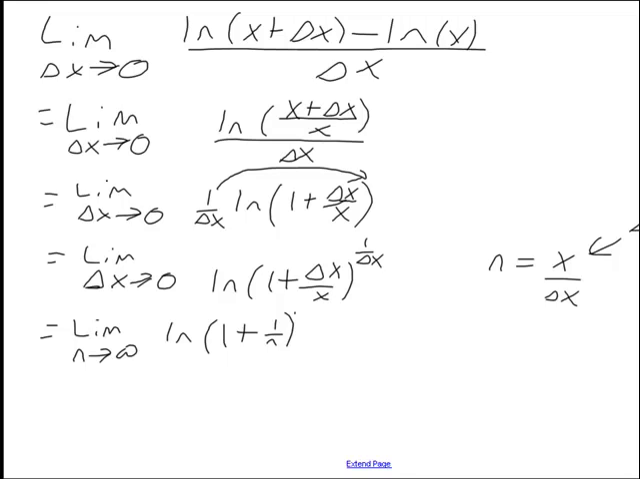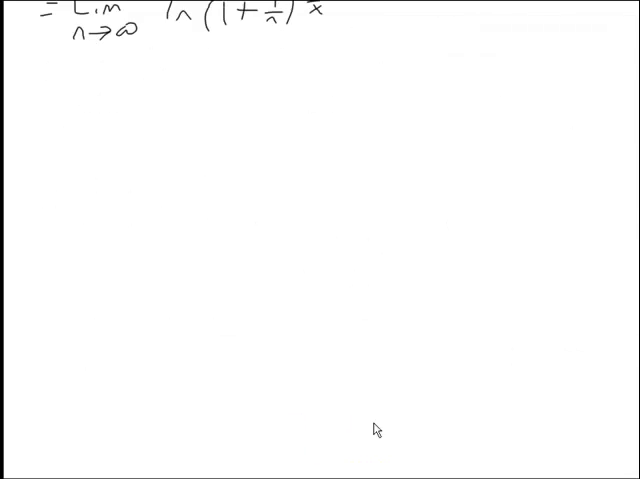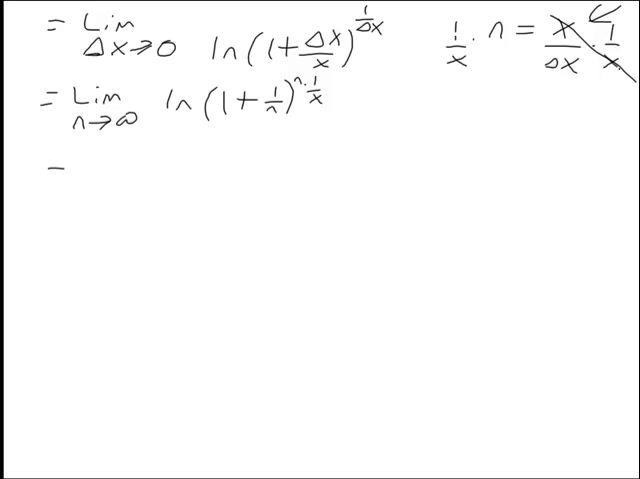Well, we can write that as n times 1 over x, because if n is x over delta x, n times 1 over x is x over delta x times 1 over x. The x's cancel and we get our 1 over delta x. So now from there, let's use a log property again, and we can pull our 1 over x out in front. So it becomes the limit as n approaches infinity of 1 over x times the natural log of 1 plus 1 over n to the n.